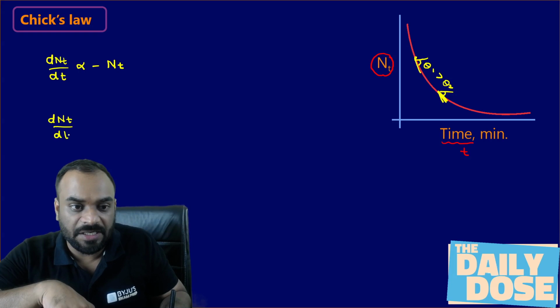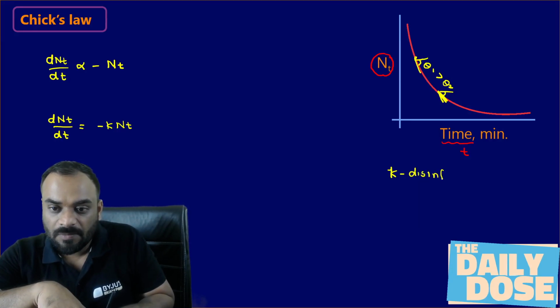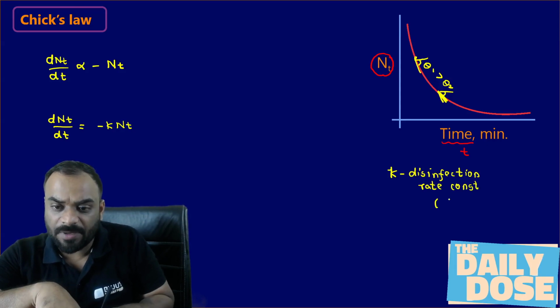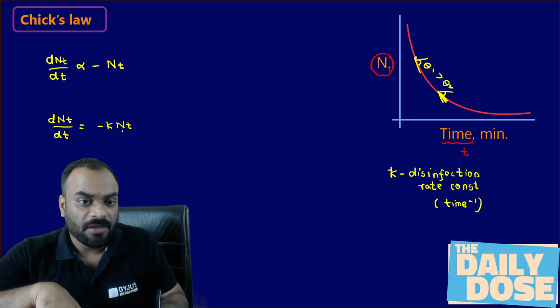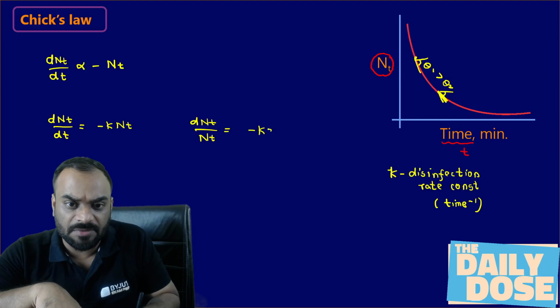So dNt by dt is equal to minus k times Nt, correct? Now what is k? That is our disinfection rate constant, and the unit of this parameter is time inverse. Clear? Now let's derive it further. We can write here dNt by Nt is equal to minus k times dt. Now let's put the limits.